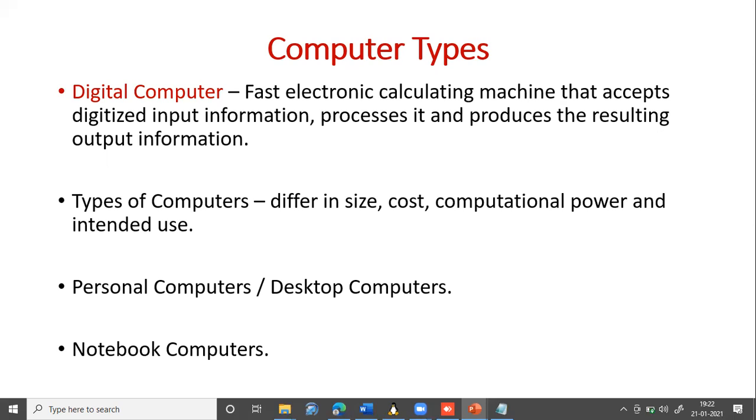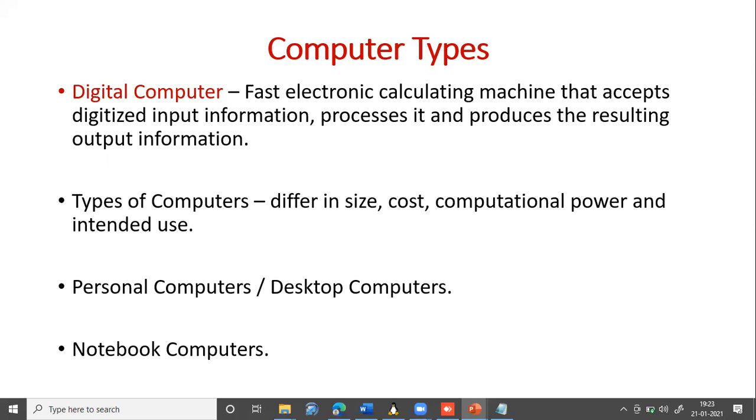So basically it receives digitized input. Digitized means it accepts input in the form of zeros and ones. That is, either there is a voltage or there is no voltage. Either it is on or it is off. That is what we call digitized input, or binary input. So the computer receives input in a digitized form, it processes it, and it produces the resulting output. This is what a typical digital computer does.